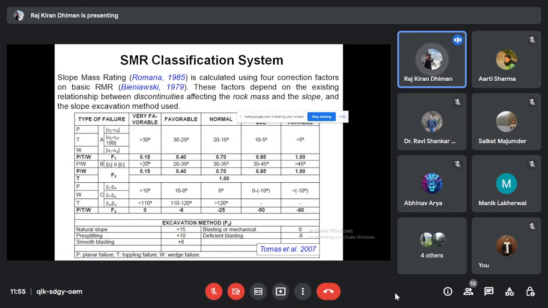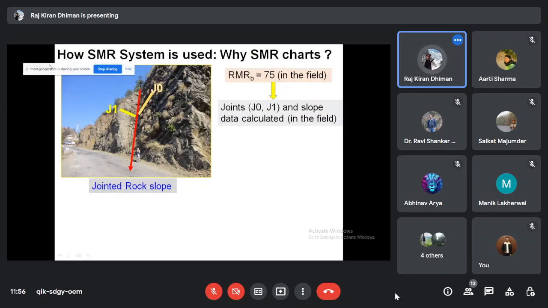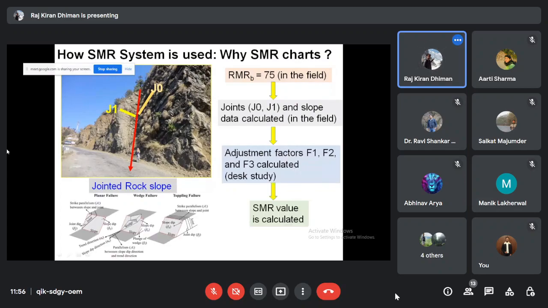But there was some boundary problem because of this condition, as there will be some data lying in between these boundaries. So in order to remove this boundary condition, these continuous functions were developed. Okay, so we were here. First we have to collect the joint data, and then we have to apply F1, F2, and F3 as mentioned earlier.